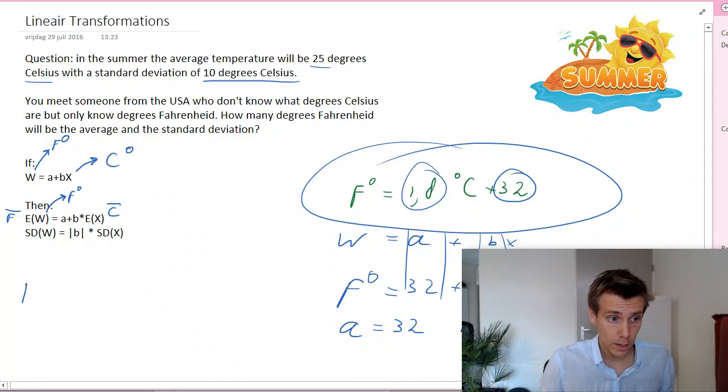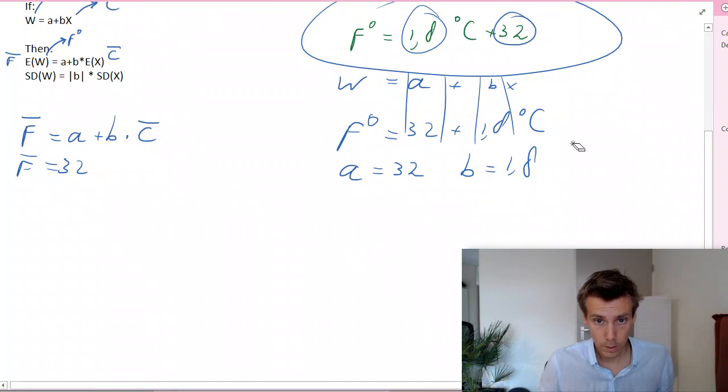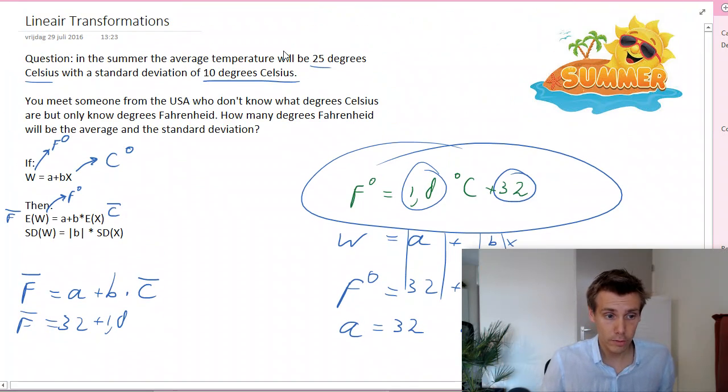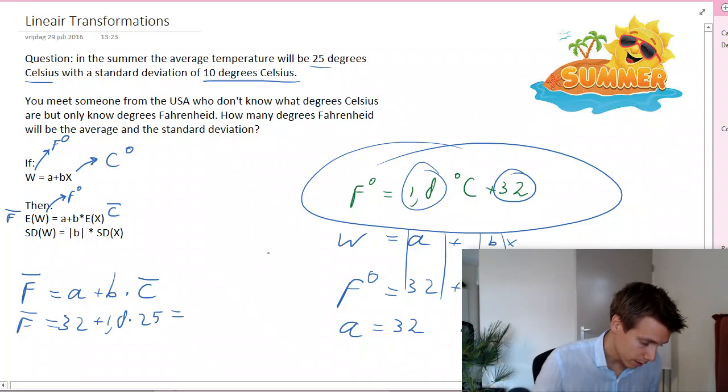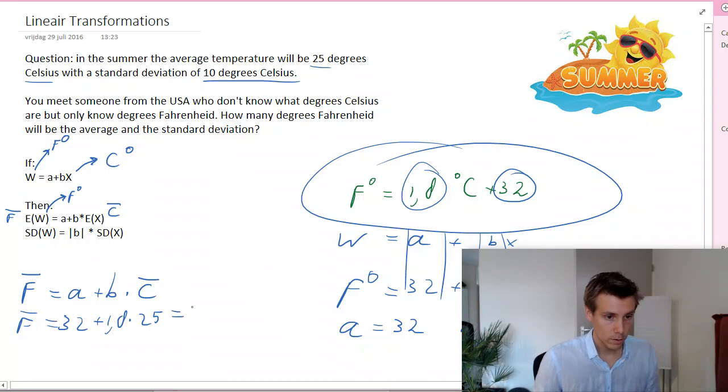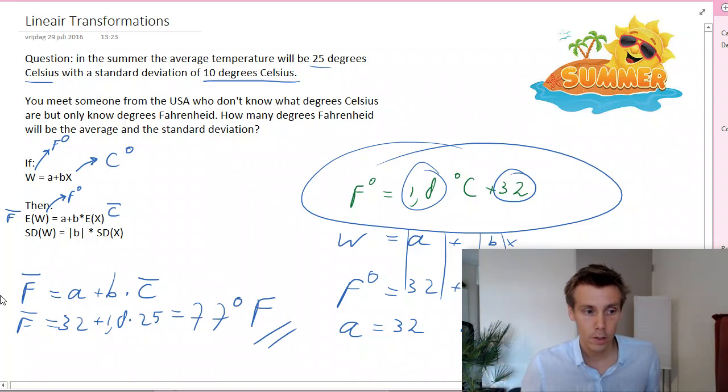Now we can fill in the formula. Average in Fahrenheit equals A plus B times average in Celsius. So average in Fahrenheit will be A 32, B 1.8, and the average in Celsius was 25 degrees. And if you put this into your calculator, you will get the answer 77 degrees Fahrenheit in this case. So the average in Fahrenheit will be 77 degrees.